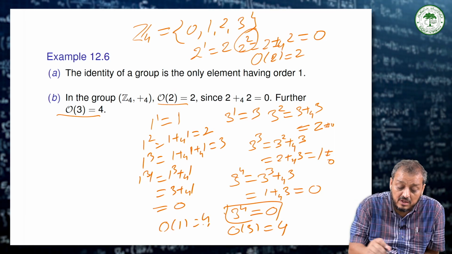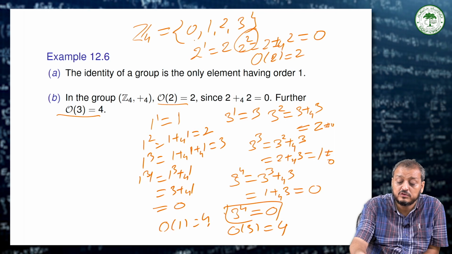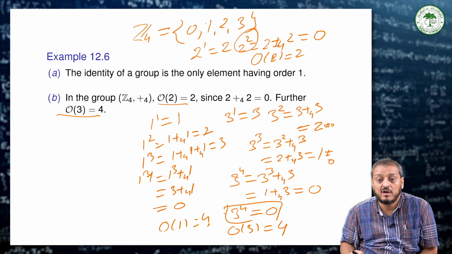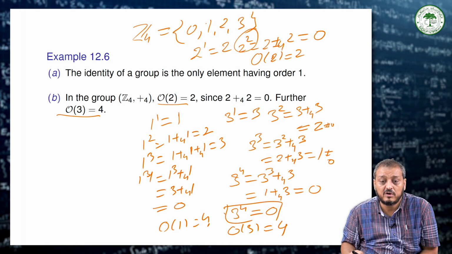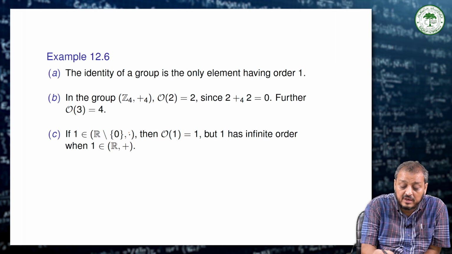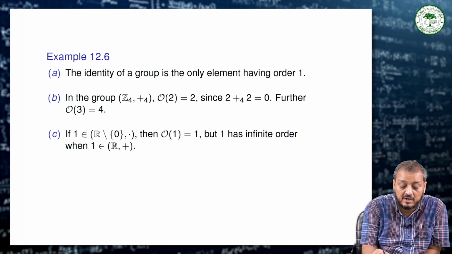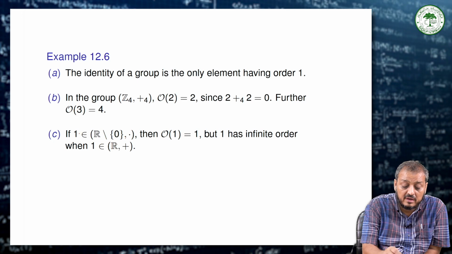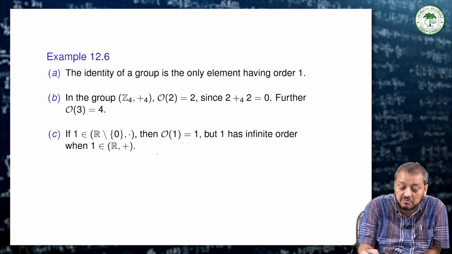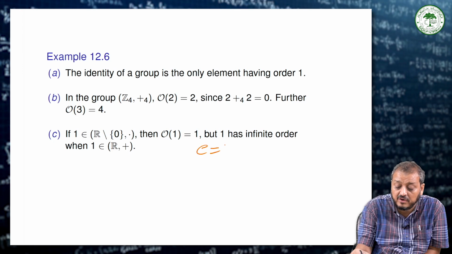So, order of 3 is equal to 4, order of 2, order of 0 is equal to 1. You know that the identity element always has order 1. And now 1 is the element; we take the set of all real numbers under multiplication and we can find the order of 1. So, this means under multiplication the identity is equal to 1.